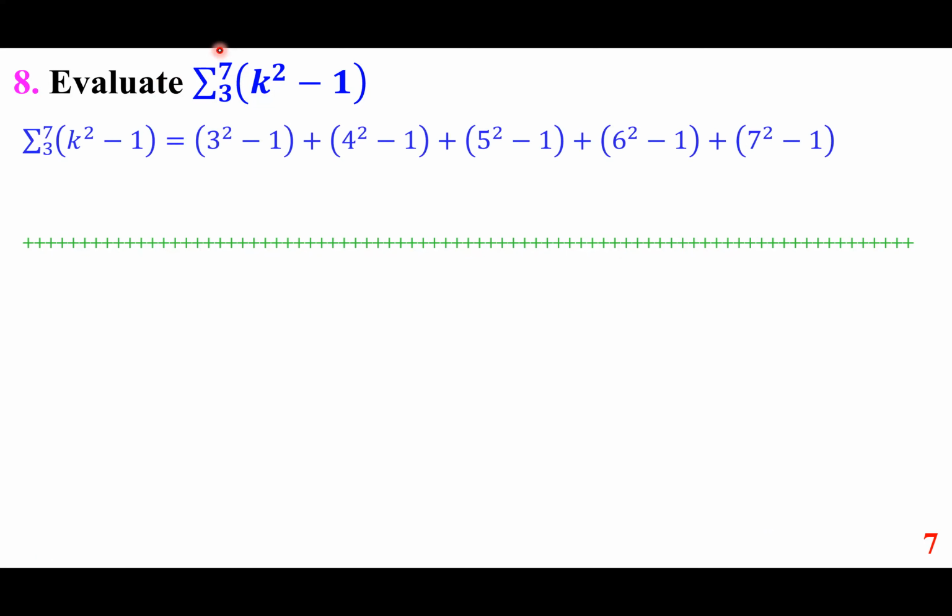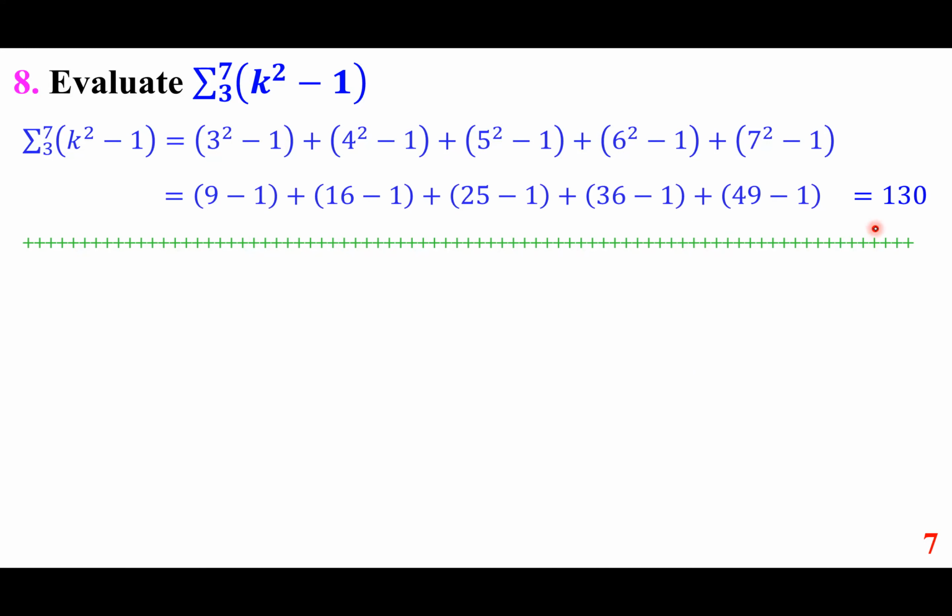And so 3 squared, this is 9 minus 1, 4 squared, 16 minus 1, 25 minus 1, 36 minus 1, 49 minus 1, and you're going to add them up, and you get 130.